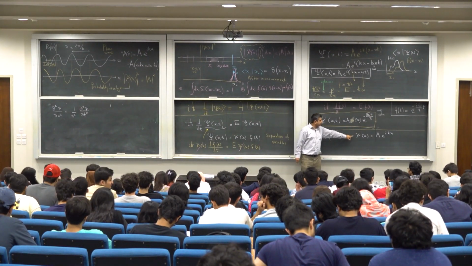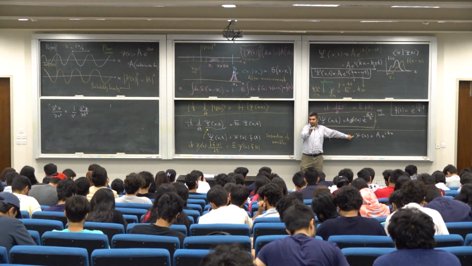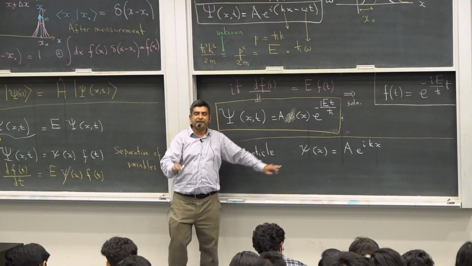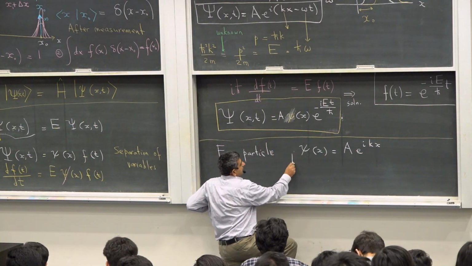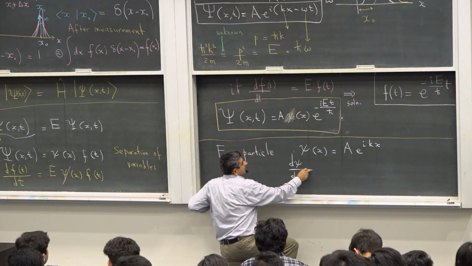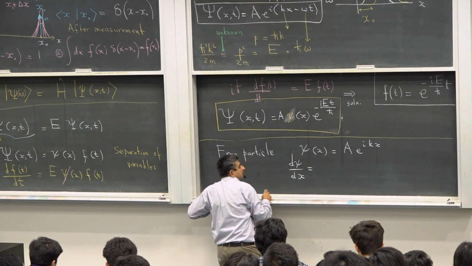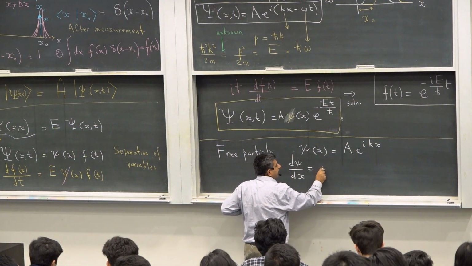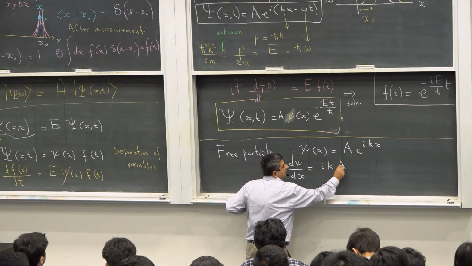So we want to write an equation similar to this for our quantum system, for our quantum waves. If I take this wave function, you already know that this corresponds to a free particle, a plane wave. Let me take the derivative of this with respect to x. d psi dx. What is the answer? I k A.